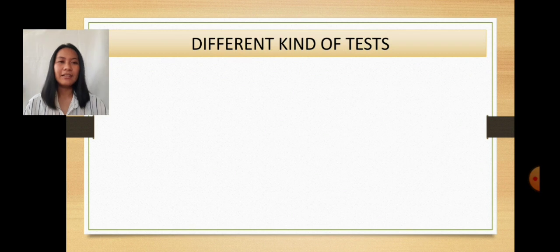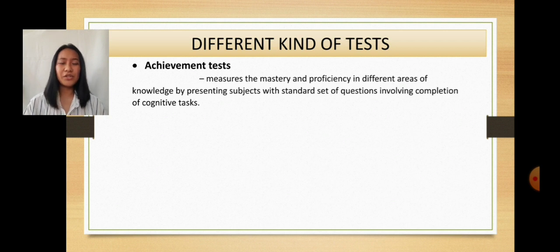Now, we have here achievement test. When we say achievement test, this test measures the mastery and proficiency in the different areas of knowledge by presenting subjects with a standard set of questions involving completion of cognitive tasks. When we say achievement test, it is more on the cognitive domain.